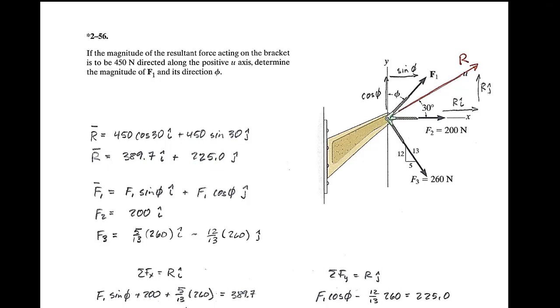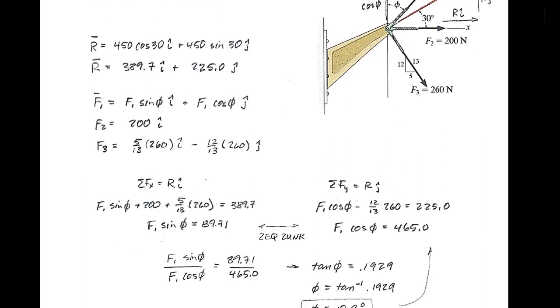Recognize that F1 has a sine component in the x direction and a cosine component in the y direction. Both the magnitude and the direction are unknown at this time. F2 is only in the x direction. F3 has a 5/13 component, so that's 5 over 13 in the x direction, and a 12/13 component in the y direction. Again, that's going to be negative.